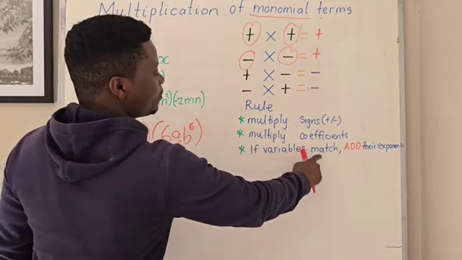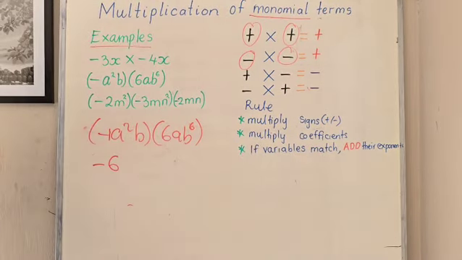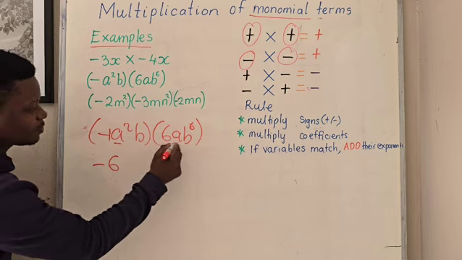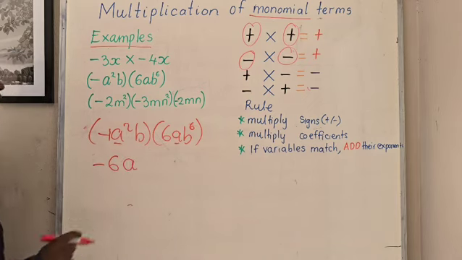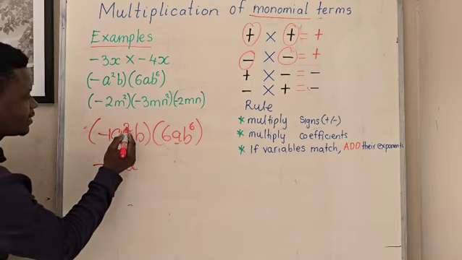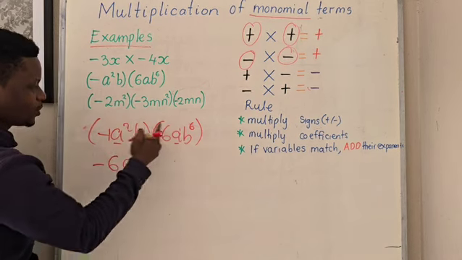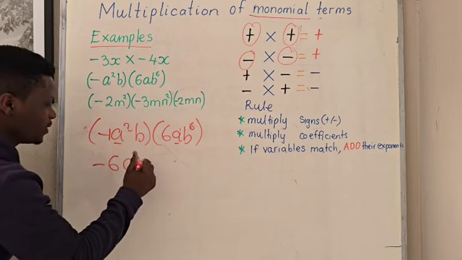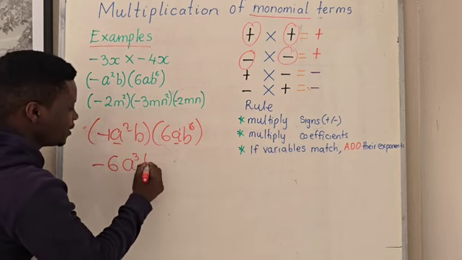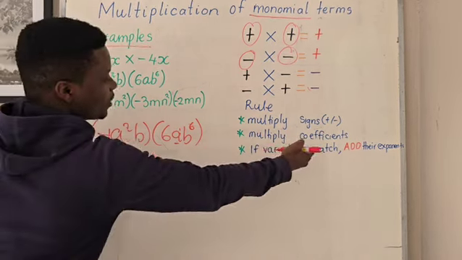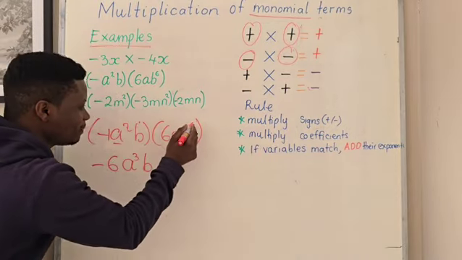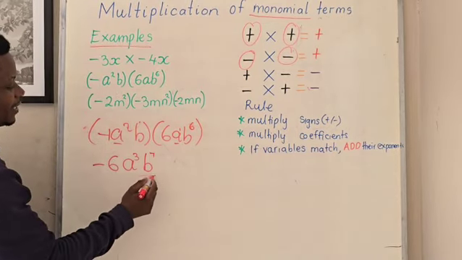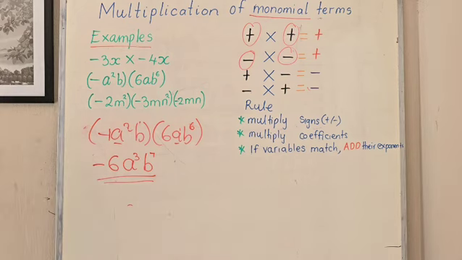If variables match or they are the same, add the exponent. So does A match with A? Yes, they are matching. Let's add their exponents. Here there's a 2, here there's a 1. So 2 plus 1, we get 3. Then here there's a B, which is also a variable. There's a B also. And what do we do? We add their exponent. There's a 1 plus a 6 here, we get 7. And this is our final answer.